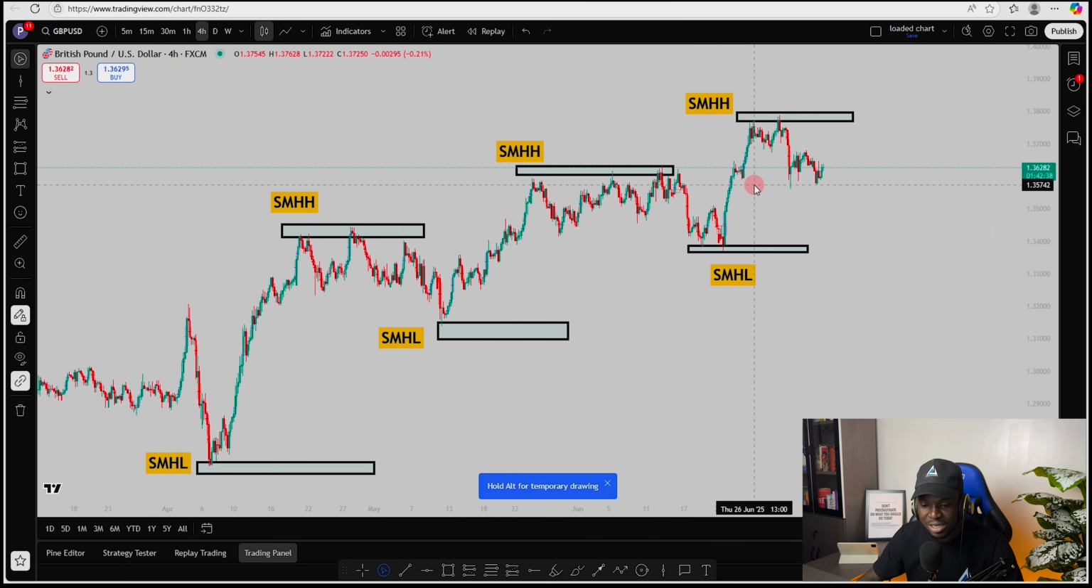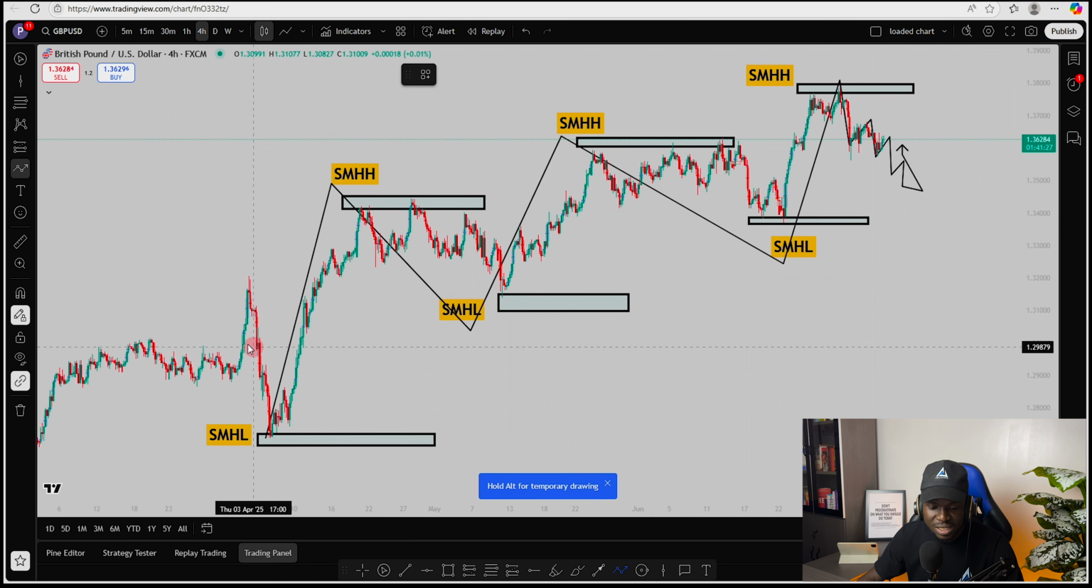The fact that the price action is still within the range of this swing major higher low and the swing major higher high is a confirmation that this trend is still valid. The buyers are still the ones in charge of the market.